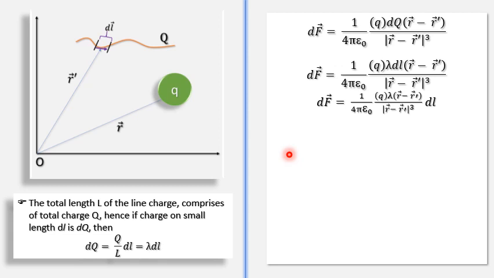Okay, so this is what we have now. We got force on q, but not due to the whole line. We got force on q only due to a small part of the line, or line segment. To get the total force, we integrate both sides.